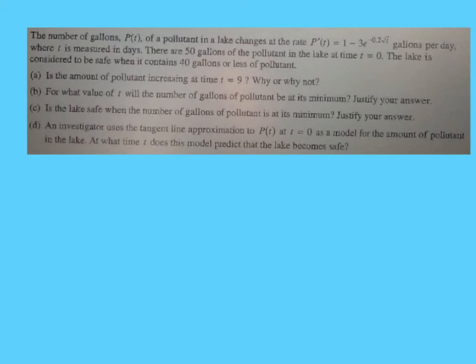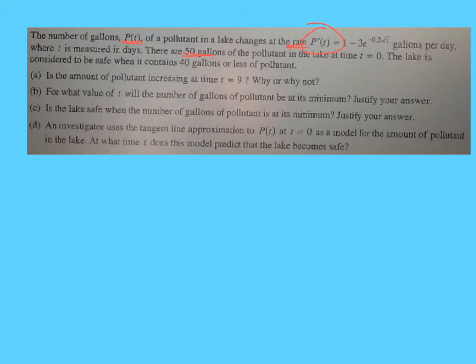First of all, they do use the word rate, and then they give it as the derivative. Okay, so that's one way they can give us that information. In the previous question, they just gave us the rates as a function. So here they're giving us the rate of the pollutant as a derivative with respect to t. We're also told that there are 50 gallons of pollutant in the lake right now, and the lake is considered safe if there's only 40 gallons of the pollutant. Let's see if we can work our way through this.